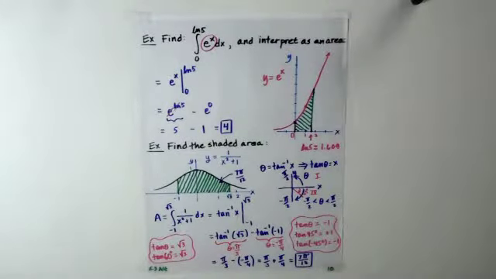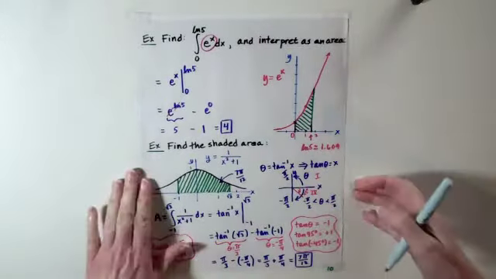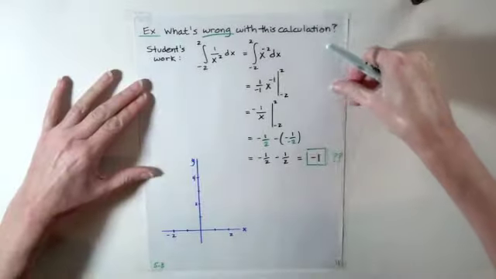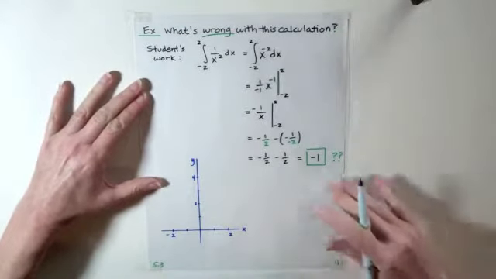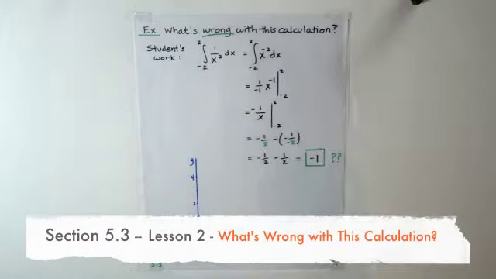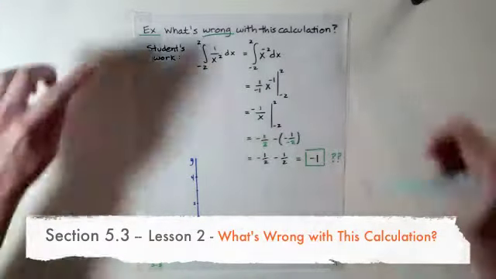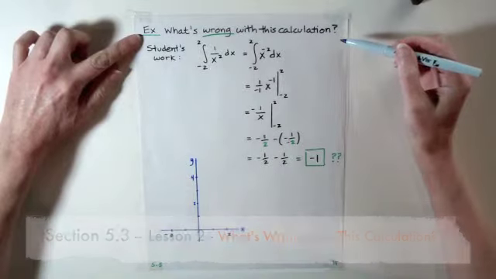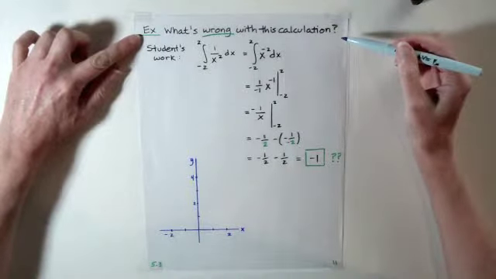Okay, well, let's go ahead and look at the next page. And on the next page, I have kind of a different sort of example. It's an example where the work has been done, but there's something that's wrong. So I want you to try to think about the following. It says, what's wrong with this calculation?